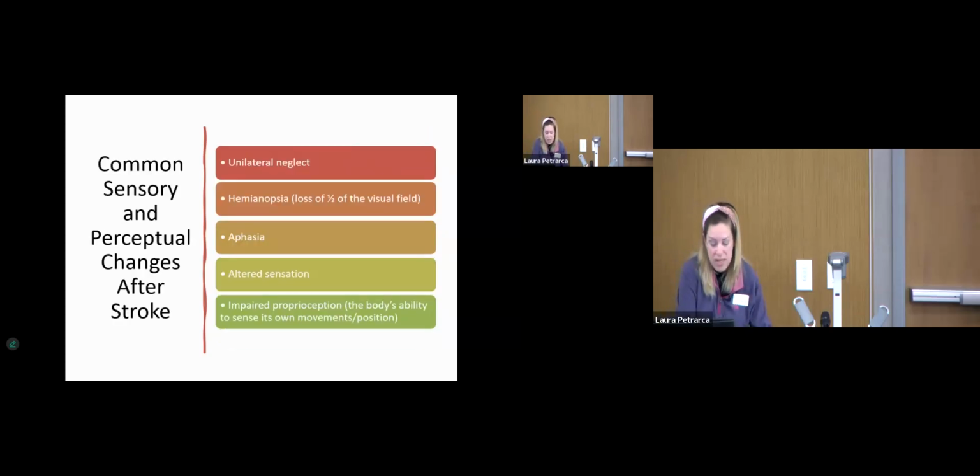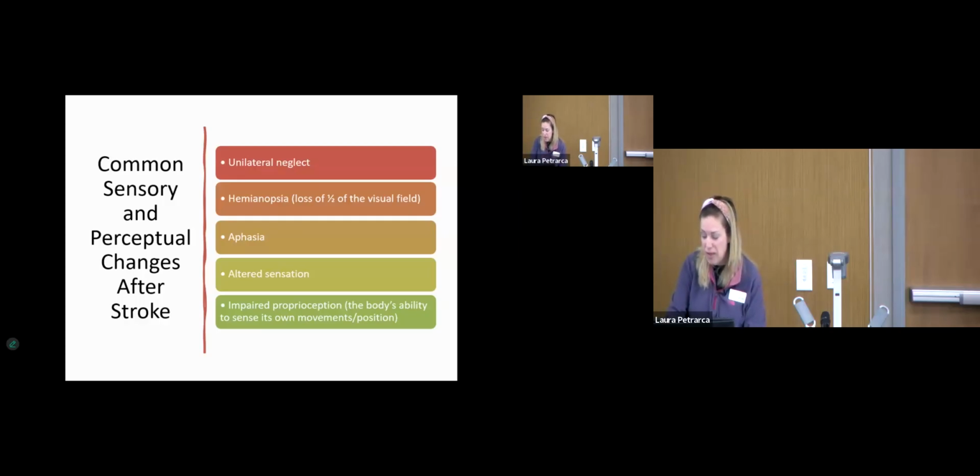Some changes that you might see after a stroke: unilateral neglect, that means one-sided. And someone asked me this question the other day. I thought it was a good question, so I'm going to throw it in here. It said, if you have a stroke on the left side of your brain, why do you have a right-sided deficit? Can y'all tell me that? I hear you. I hear you whispering out there.